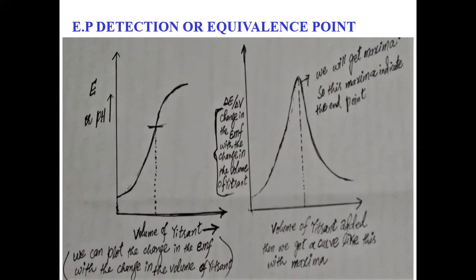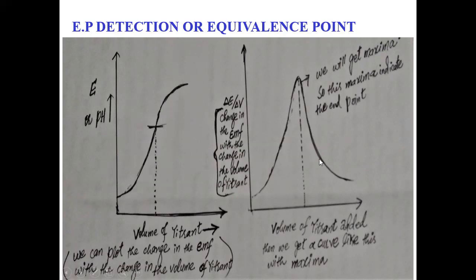When we plot the graph, we get a sigmoidal curve. Such type of curve is called a sigmoidal curve. In this type of curve, there is a sudden change. There is a sudden increase in the EMF, and we get a steep slope like this. So the end point will be exactly the half of this steep slope. This will be the end point of this reaction.